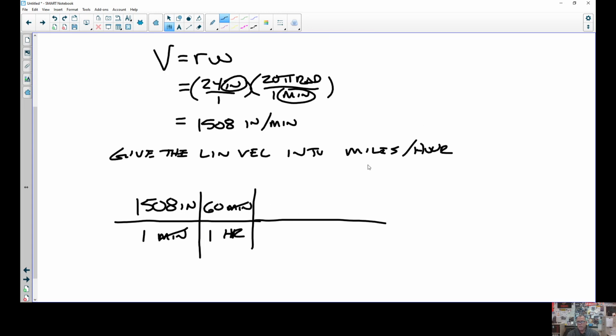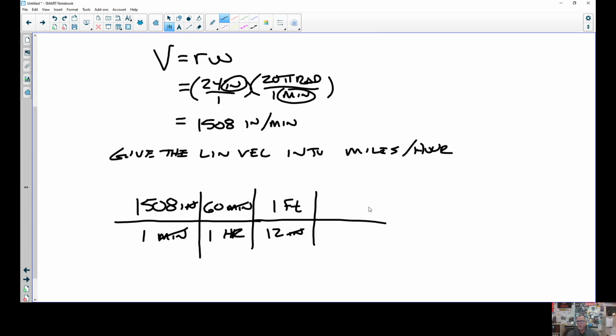Now we need inches into miles. So inches. Well, I don't know how many inches are in a mile, but I know how many inches are in a foot. So inches are on the top, so I'm going to put inches on the bottom. There are 12 inches in 1 foot. That's my conversion factor, right? 1 foot is equal to 12 inches. The inches will cancel here, and I now have feet per hour. Still not where I want.